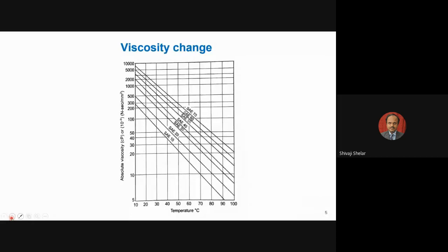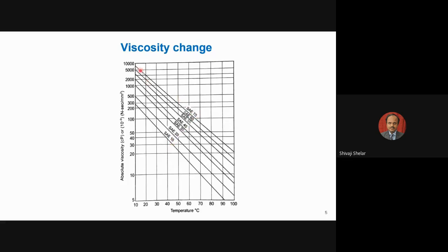So I have plotted here the concept of viscosity change. Absolute viscosity in centipoise is plotted on the y-axis. Temperature is plotted here, ranging from 10 degrees Celsius to 100 degrees Celsius. Now you can refer here. This line represents SAE 10 oil. SAE is the Society of Automotive Engineers. They grade this lubricant based on viscosity category. The number here indicates the viscosity grade.